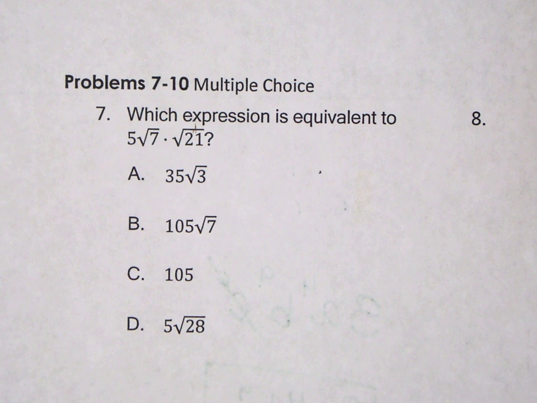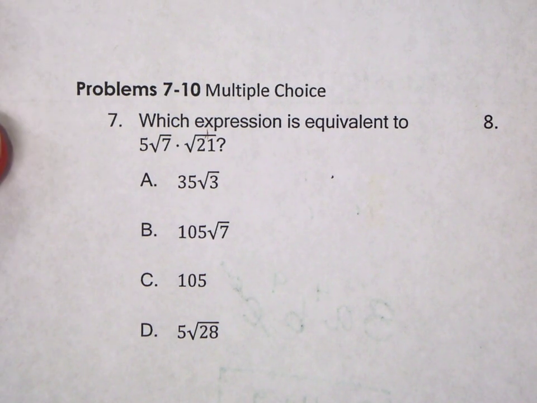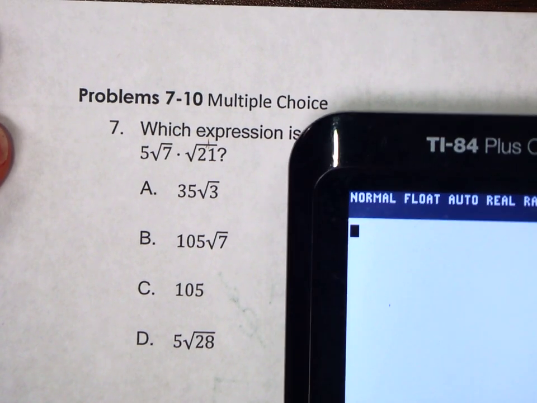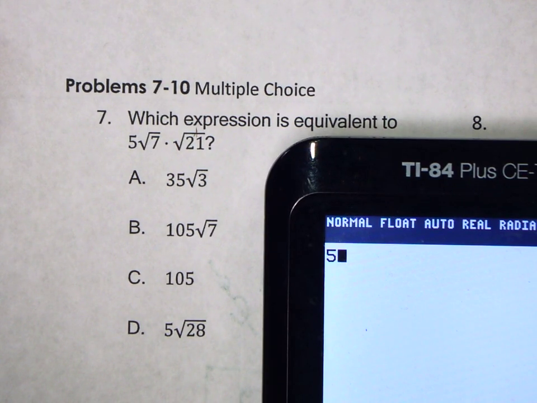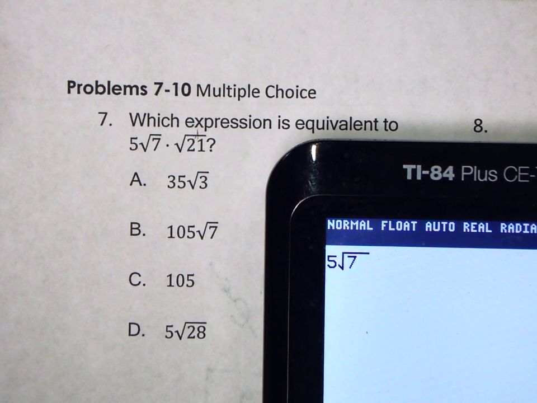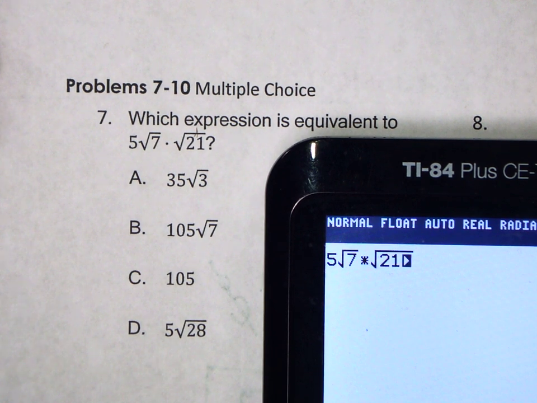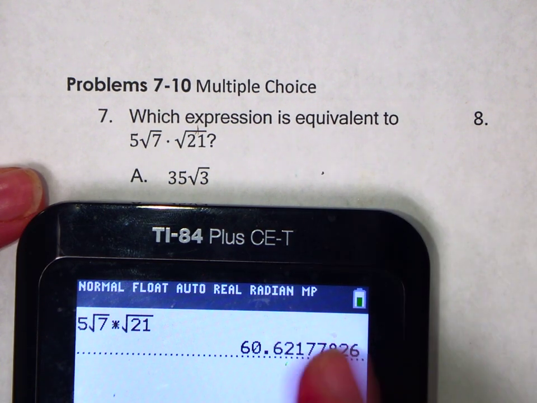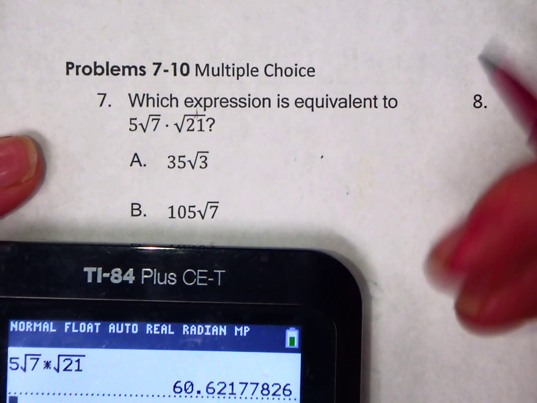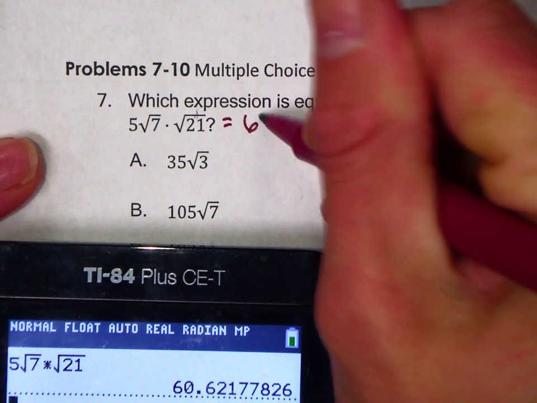All right, so let's look at number 7. So this is multiple choice. So we can really use the calculator to help us on these multiple choice guys. I can type in my problem, 5 square root of 7 times square root of 21. I know that this decimal is 60.6.